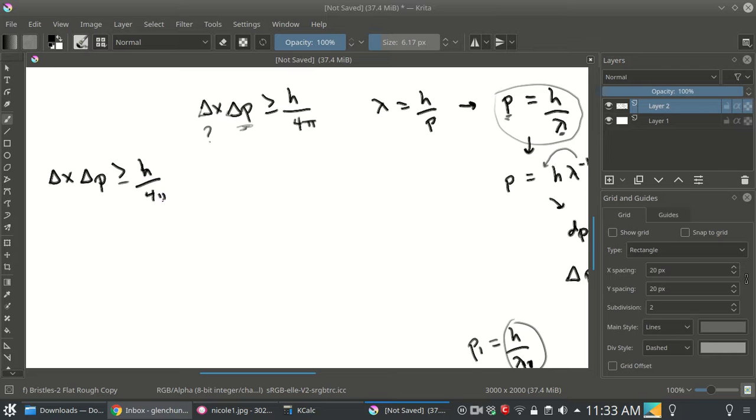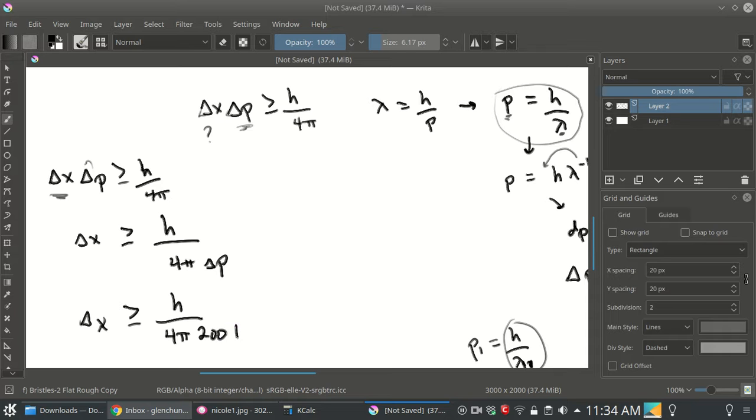H over 4 pi, and then I'm going to solve for delta x, right? So delta x is greater than or equal to h over 4 pi delta p. Now, what was that delta p? That delta p was 200h. So these h's cancel very nicely.